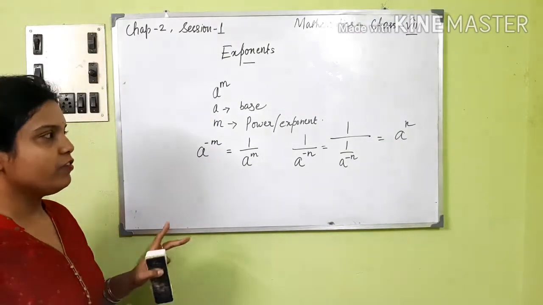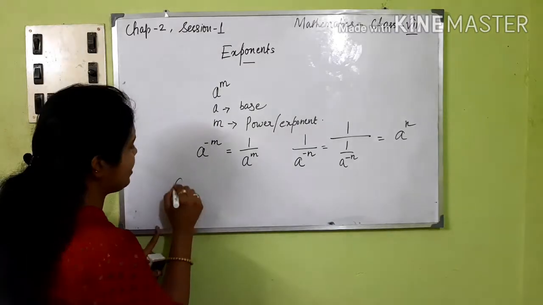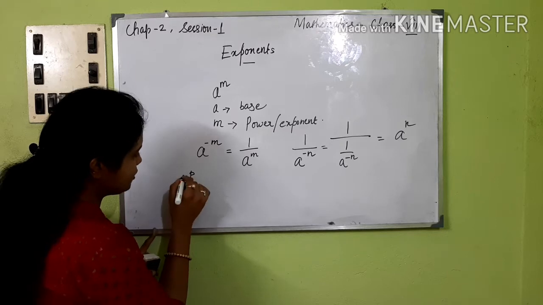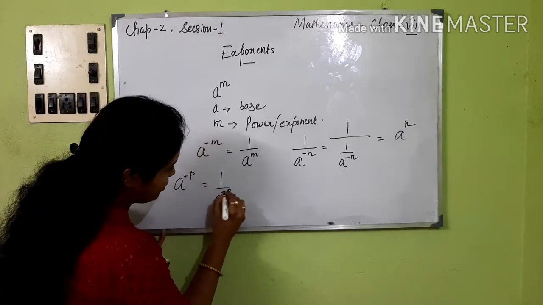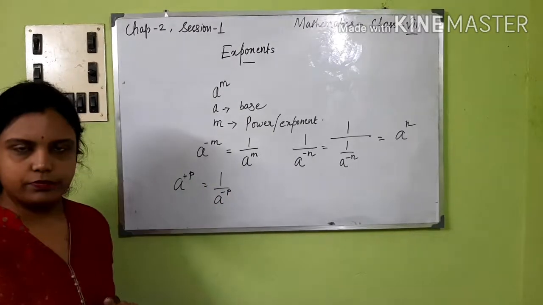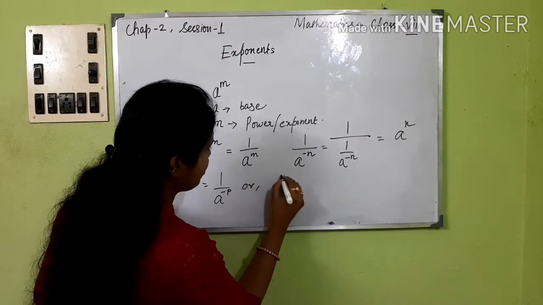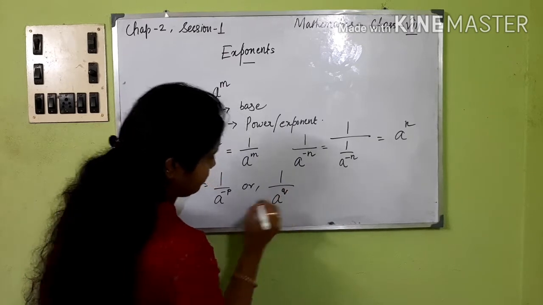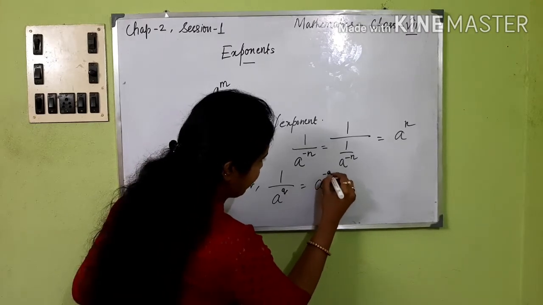Whenever we take the reciprocal, we get the opposite signs. Suppose we are having a to the power minus p over here, and let's take plus p here. If we take the reciprocal, we will have the negative power here. Again, suppose I am having 1 by a to the power q here. If we take the reciprocal again, we will have a to the power minus q.